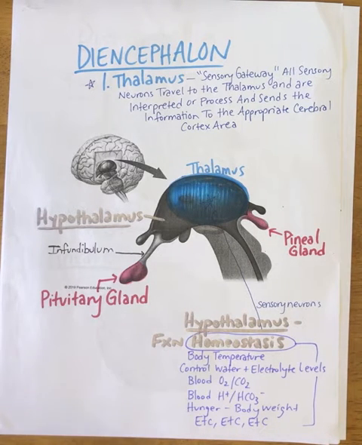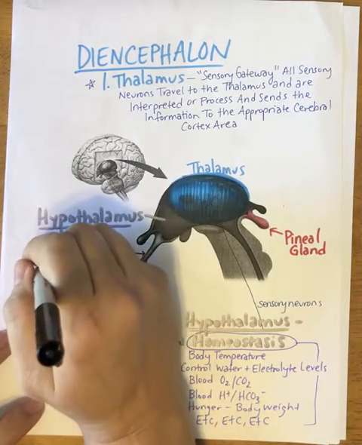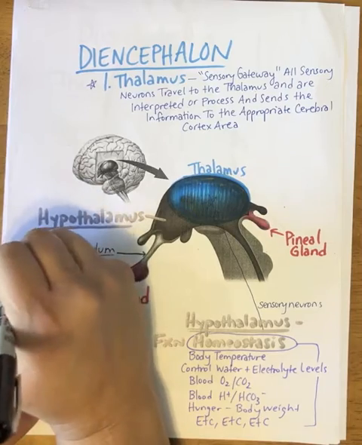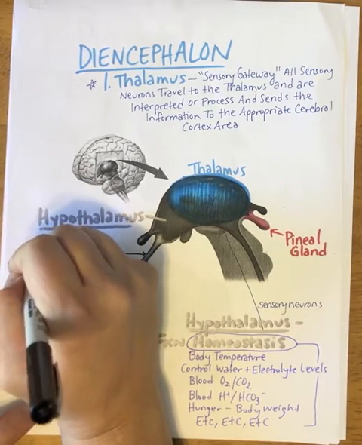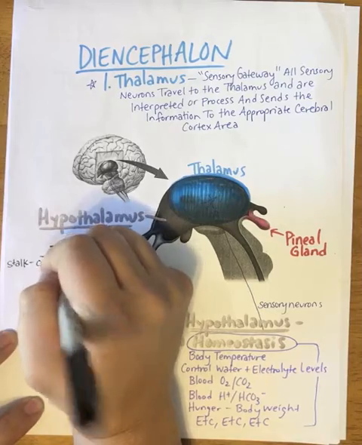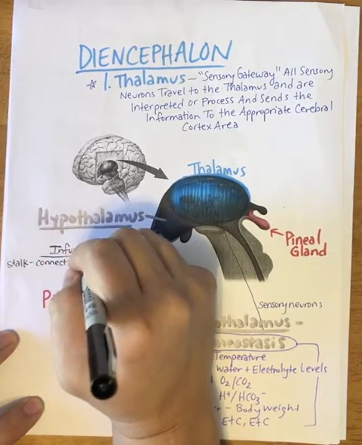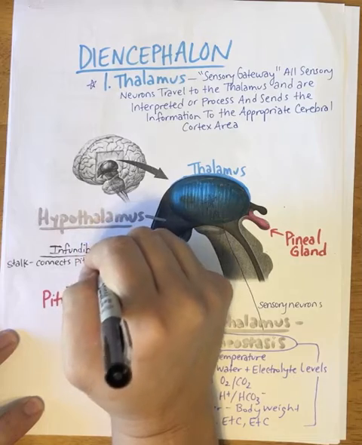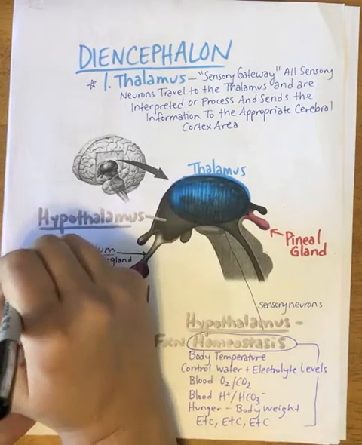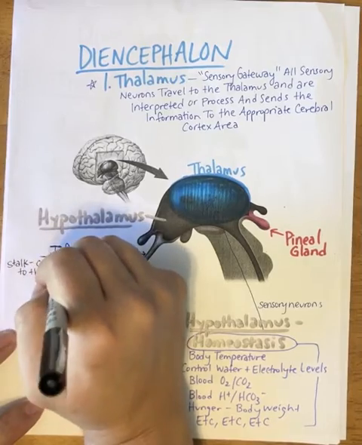Now, your pineal gland and your pituitary gland. And your infundibulum. The infundibulum is the stalk that connects the pituitary gland to the hypothalamus. That's all this is. It's a stalk. Stalk was like a beanstalk. So this is going to connect the pituitary gland to the hypothalamus.